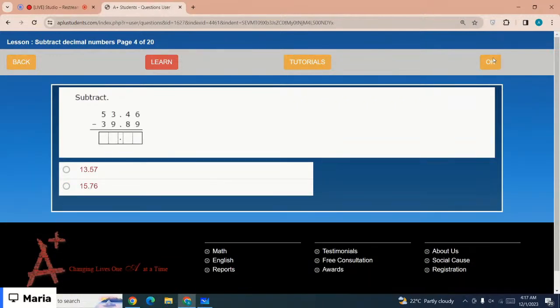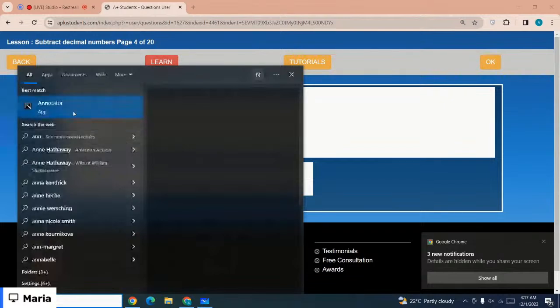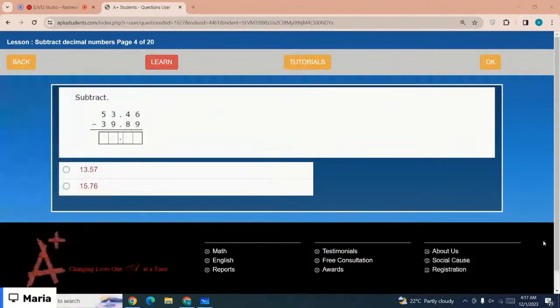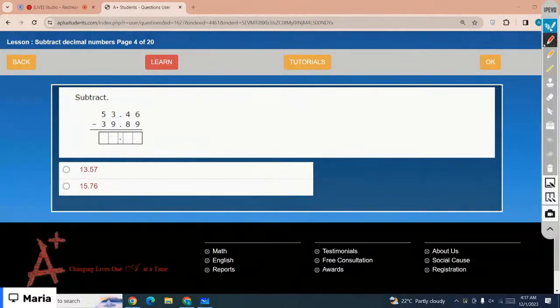Okay, the next one is 53.46 minus 39.89, which is the correct option? You have to subtract. Okay, you cannot subtract 6 out of 9, so you need to borrow 1. Okay, hold on. Okay, start from here. You cannot subtract 6 out of 9, so you need to borrow 1.